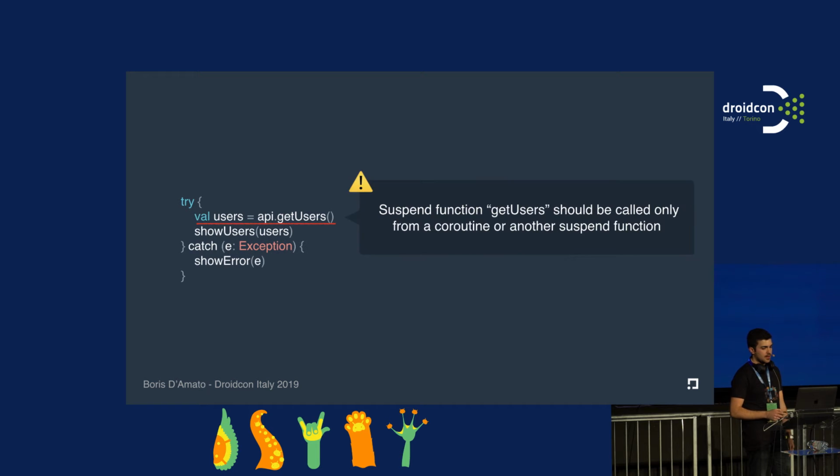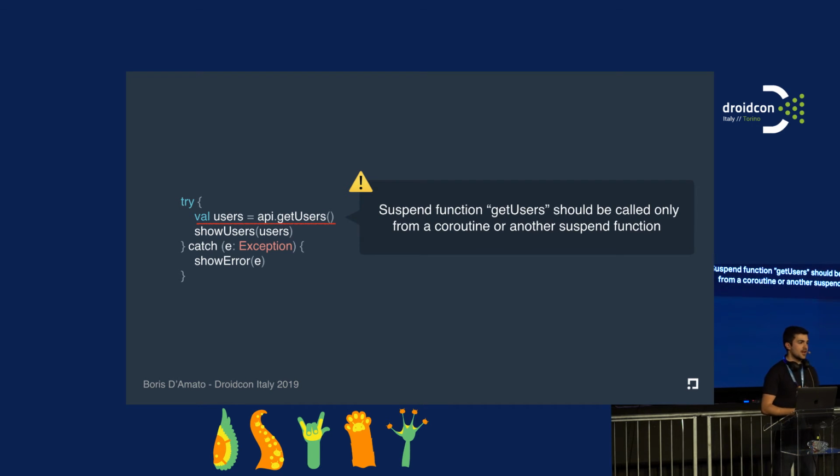But actually, this is wrong, because if you try to write something like this in Android Studio, you will get an error in the editor itself, at compile time, that will say the suspend function getUser should only be called from a coroutine or another suspend function. So at this point, you can create another suspend function in your code and call this api.getUser. But at some point, you actually have to call it from your real code.